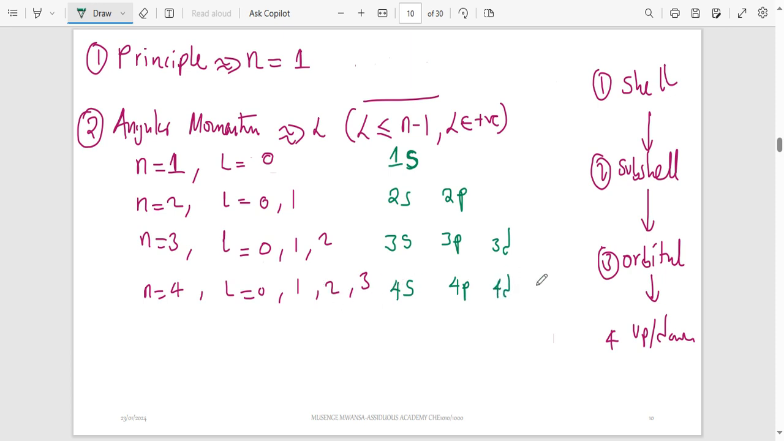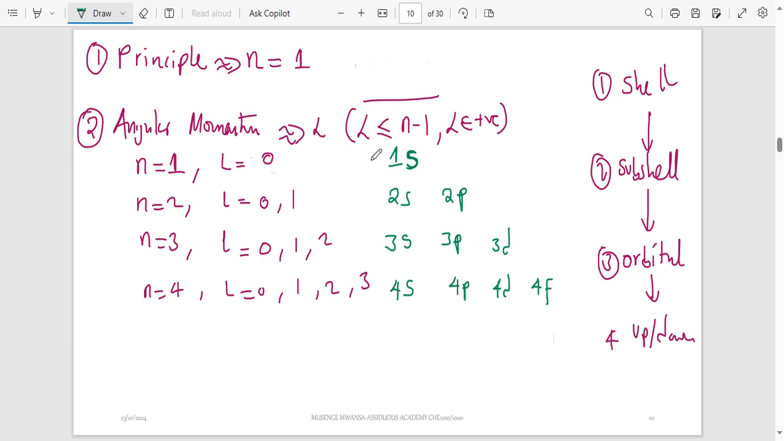When L is 3, that is F, so we call it SPDFG. We only end at G. If I had written n is equal to 5, we would have written 5s, 5p, 5d, 5f, and 5g. So these are the orbitals.